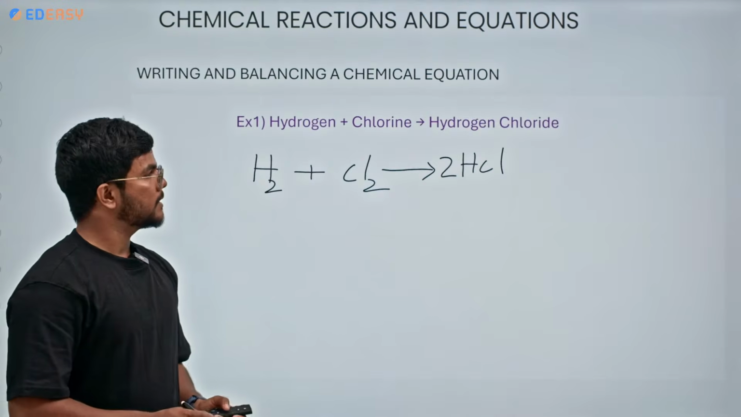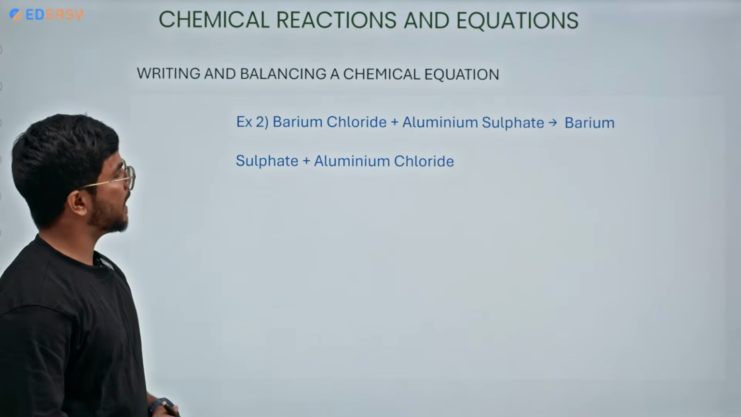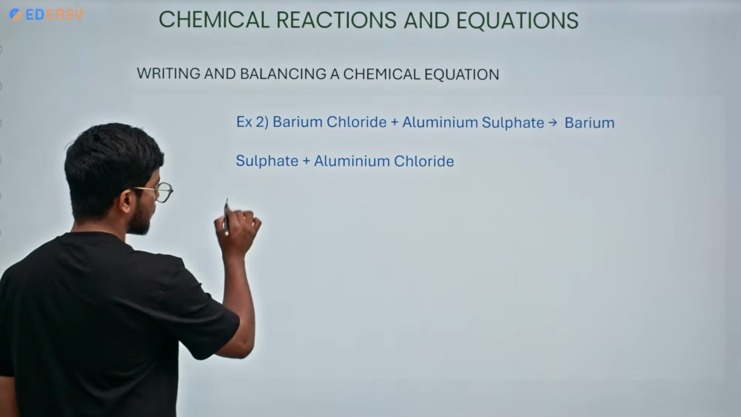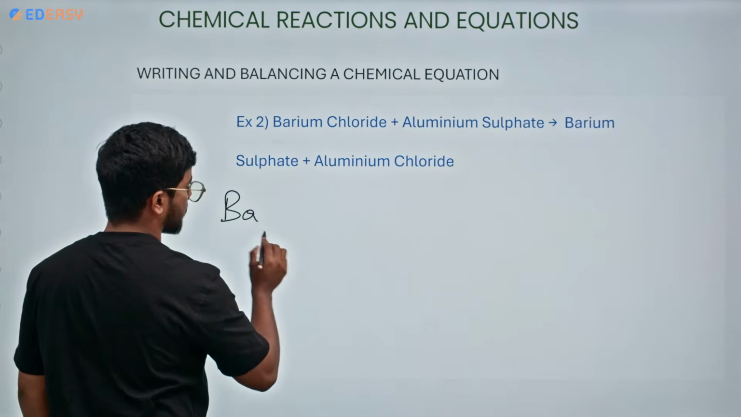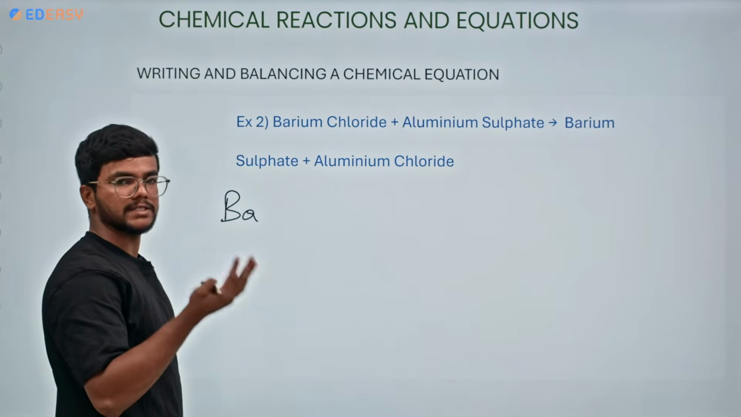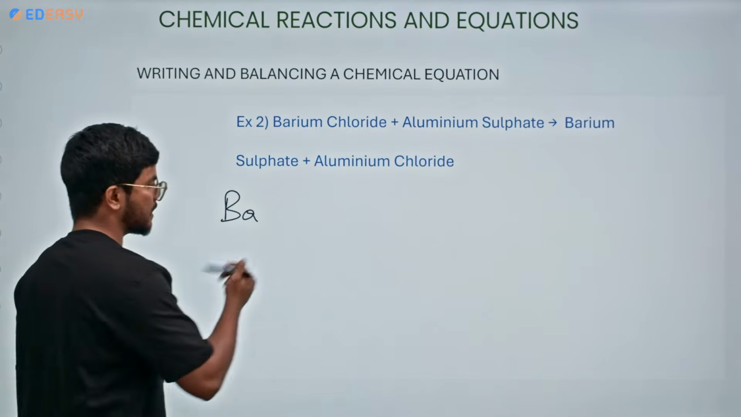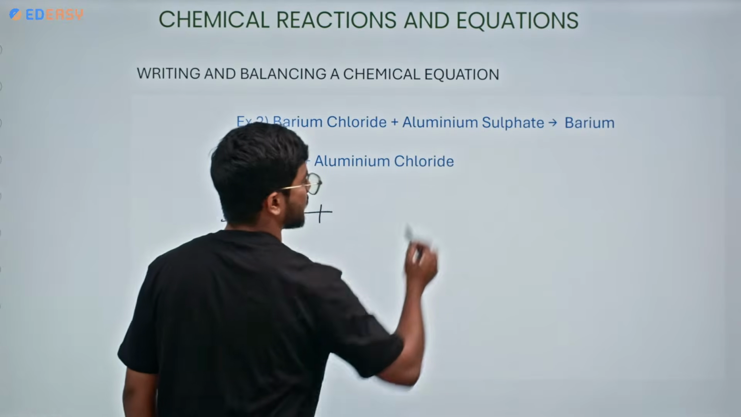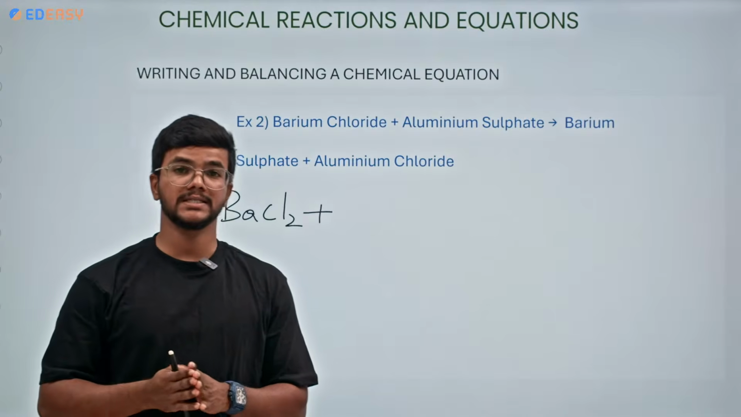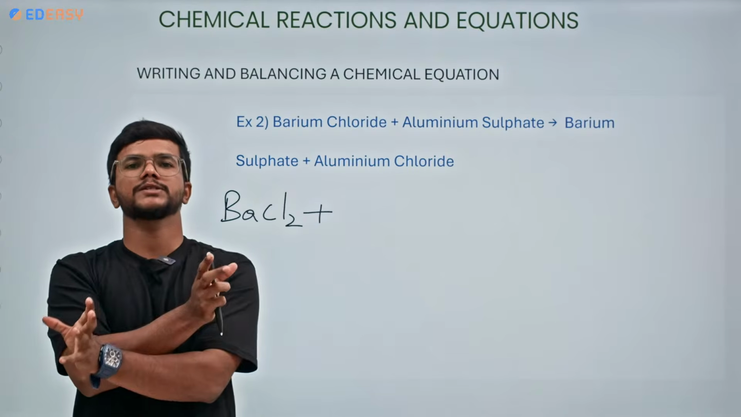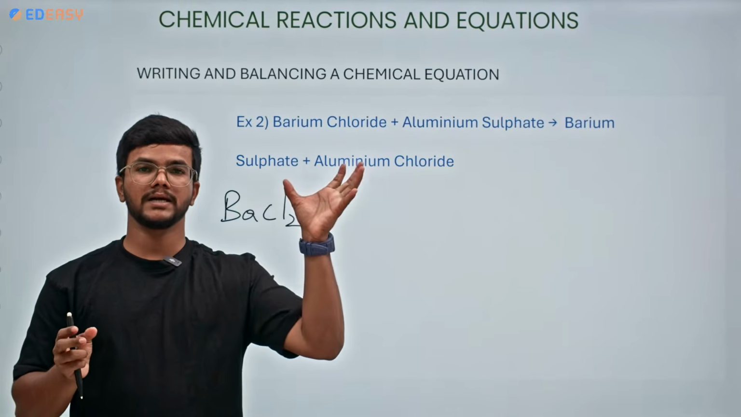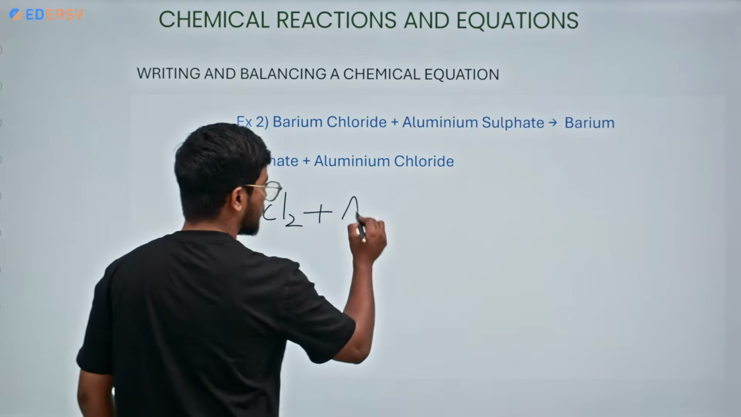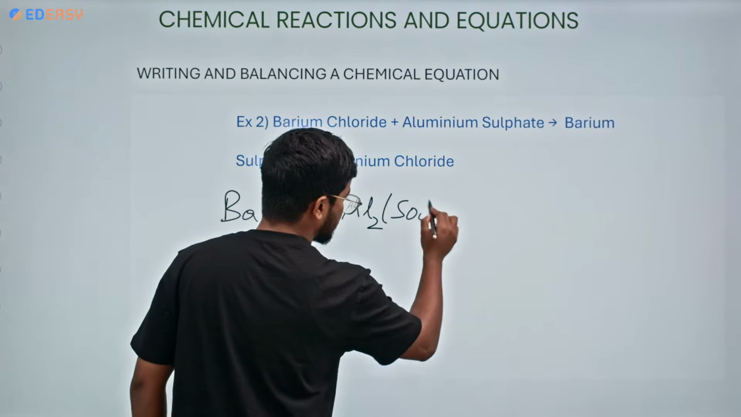Next, barium chloride plus aluminum sulfate gives barium sulfate plus aluminum chloride. First, barium chloride. Barium will be +2, chloride will be -1. Do the crisscross method. So then you can write the formula in the form of BaCl2 plus aluminum sulfate. Aluminum charges +3, sulfate charges -2. +3 -2, crisscross method. So +3 will come to the sulfate, -2 of the sulfate will go to the aluminum. So now the aluminum will be 2 times, sulfate will be 3 times.